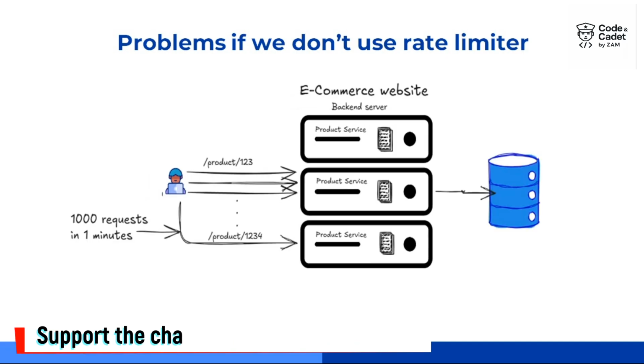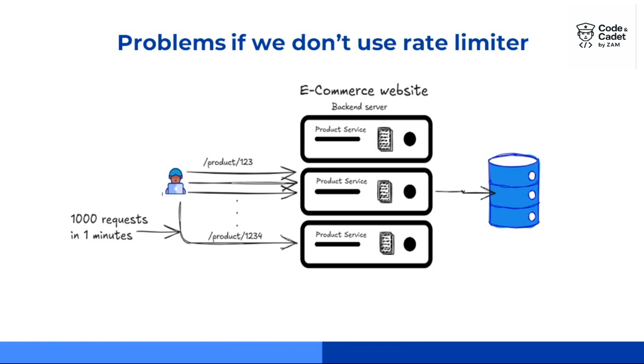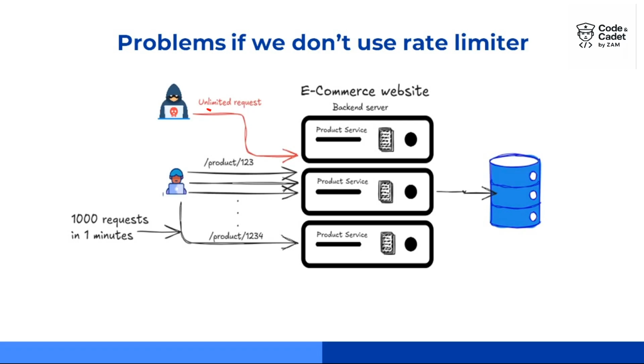But think a bit, what happens when traffic spikes suddenly? Let's say a single user, or even worse, a hacker or malicious bot, starts sending thousands of requests per minute, trying to fetch product 123 or product 1234 and many more. This hacker might even attempt to send unlimited requests in a short span of time, trying to overwhelm the system. Each of these requests is routed to one of the backend servers, and all of them hit the shared database. Without any control or restriction in place, the system begins to struggle.